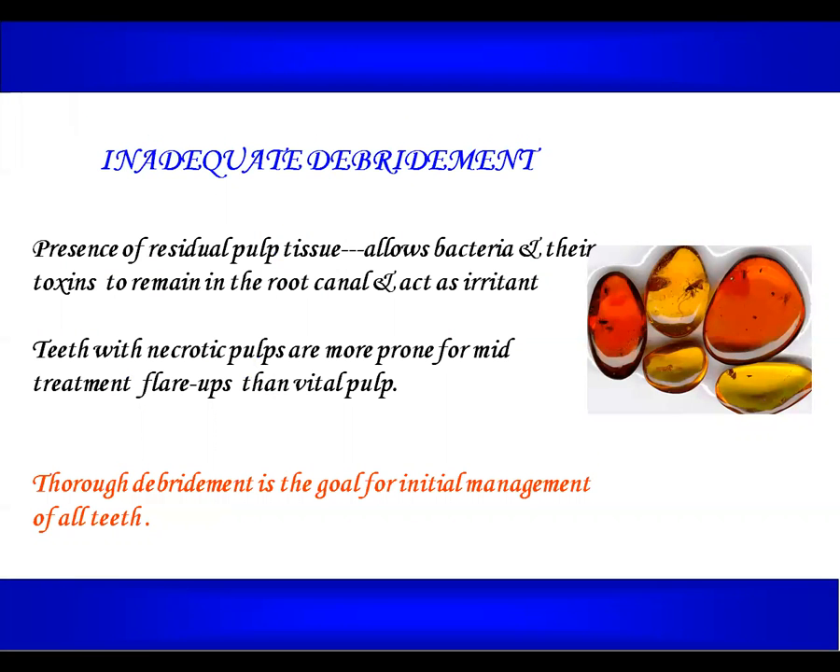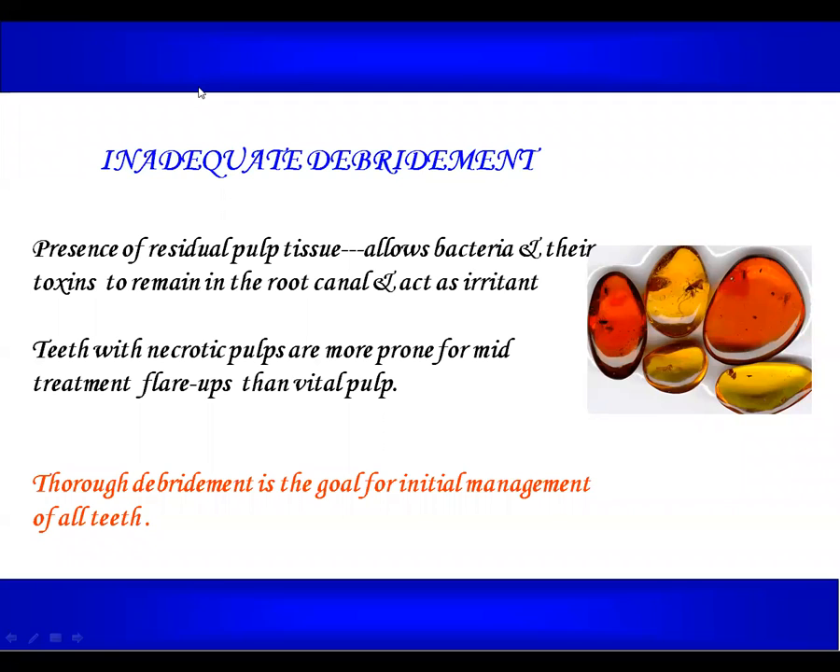Okay. In that, first we are going to see inadequate debridement, that is failure to remove the total debris. Presence of residual pulp tissue allows bacteria and the toxins to remain in the root canal and act as irritants. Teeth with necrotic pulp are more prone to mid-treatment flare-ups than the vital pulp. Teeth with necrotic pulp contain various bacteria. Bacterial load is more in the root canals of necrotic pulp than in normal or healthy pulp canals.